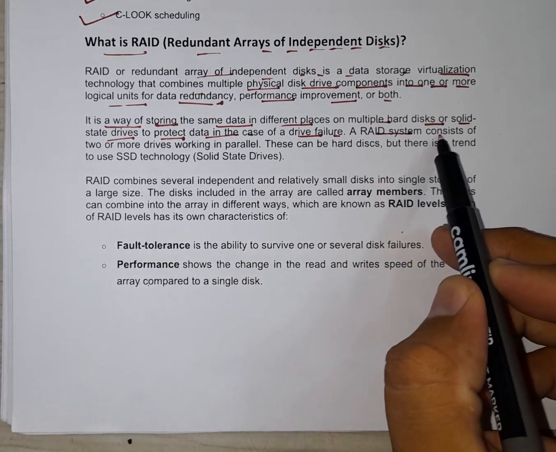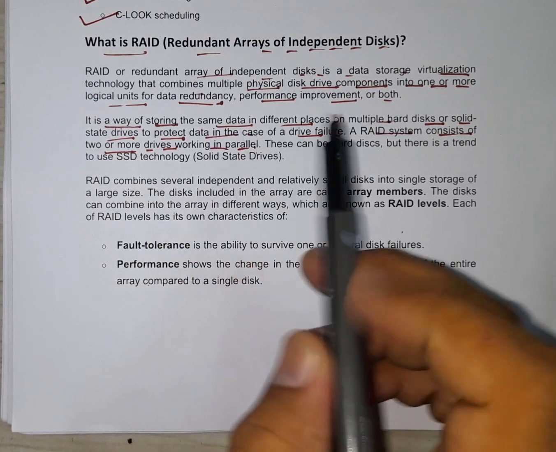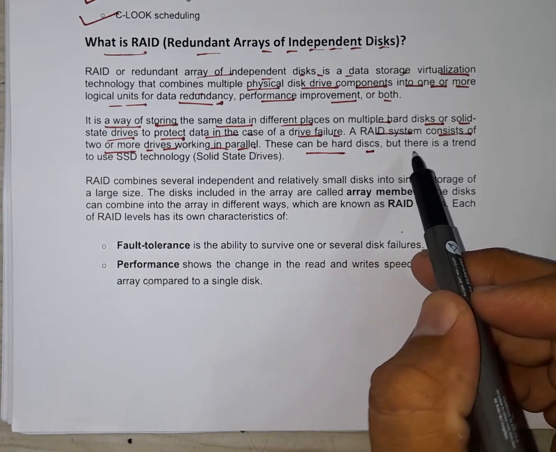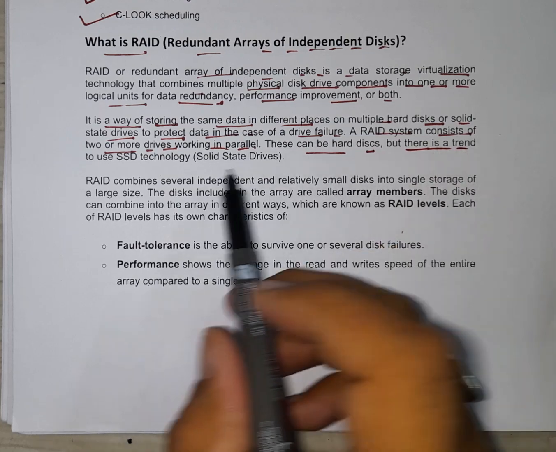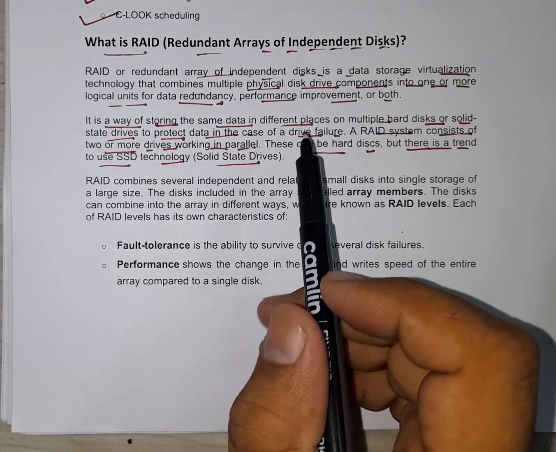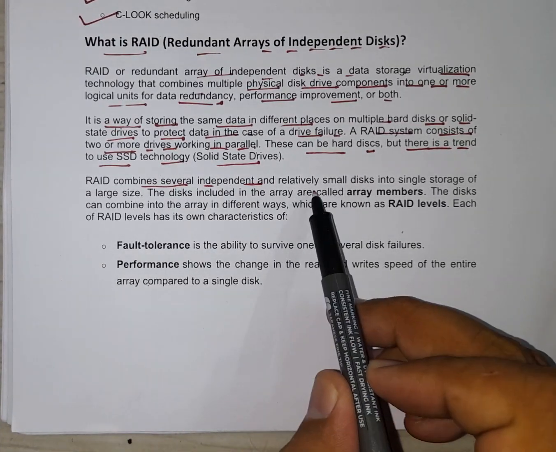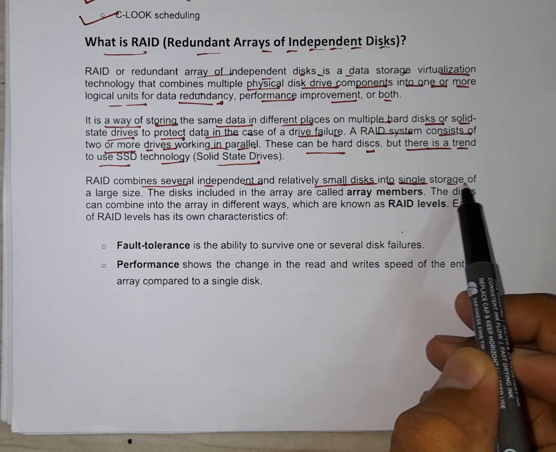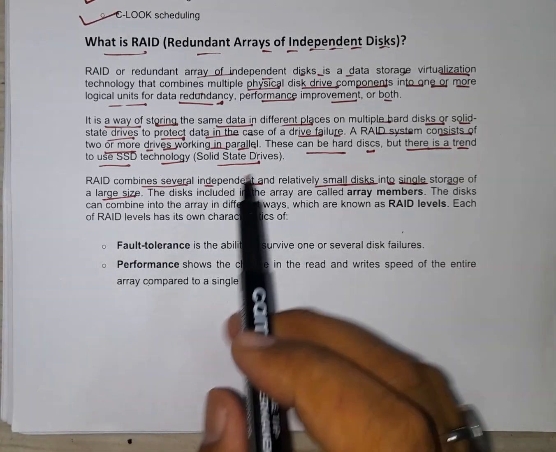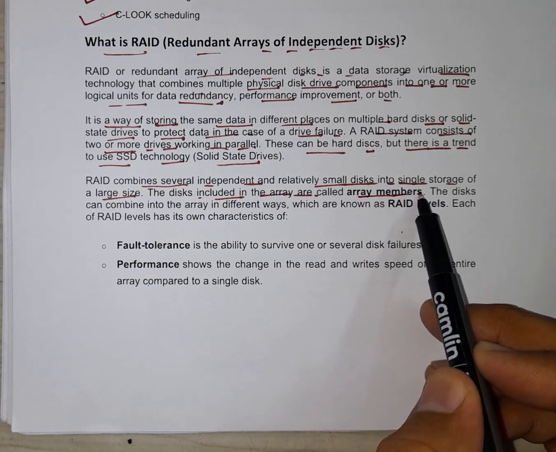A RAID system consists of two or more drives working in parallel. These can be hard disks, but there is a trend to use SSD technology, solid state drives. RAID combines the several independent and relatively small disks into a single storage of a large size. The disks included in the array are called the array members.